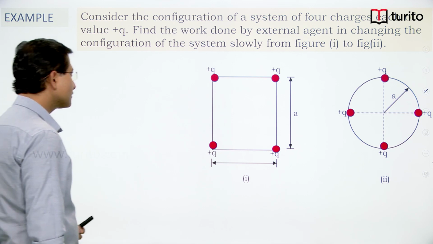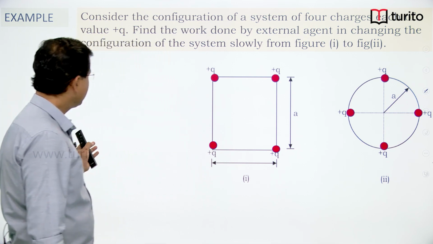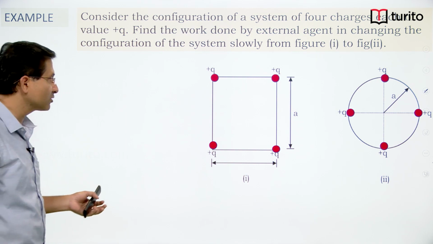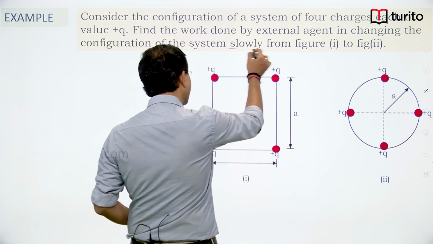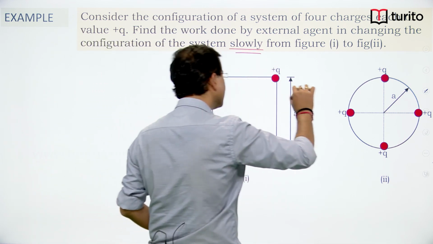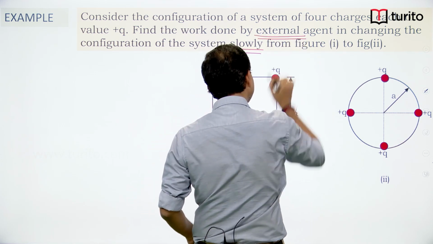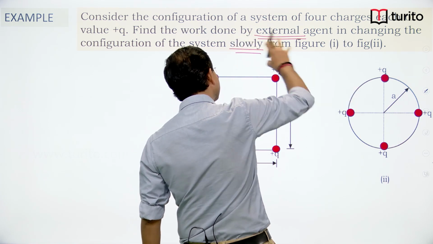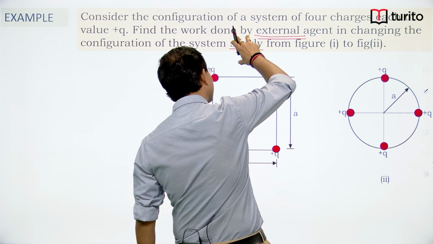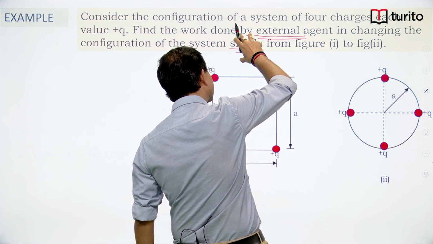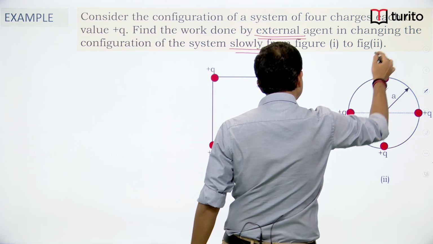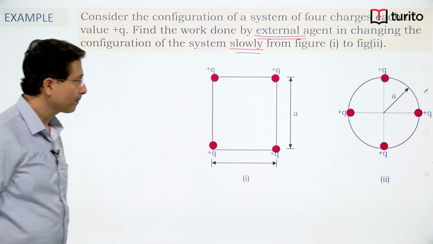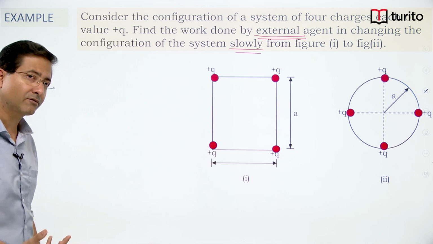Consider the configuration of a system of 4 charges, each of value plus q. Find the work done by the external agent in changing the configuration of the system slowly. Work done by external agent, first I am asking, right, and it is also given that the change in configuration must be slow. So, there should not be any change in kinetic energy from configuration 1 to configuration 2. So, from this configuration to this configuration, if you want to change, how much work we have to do, right.